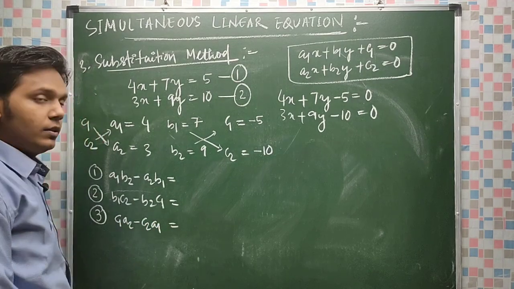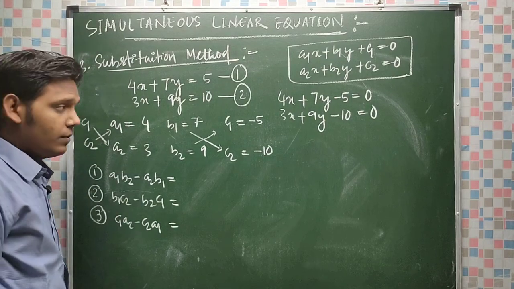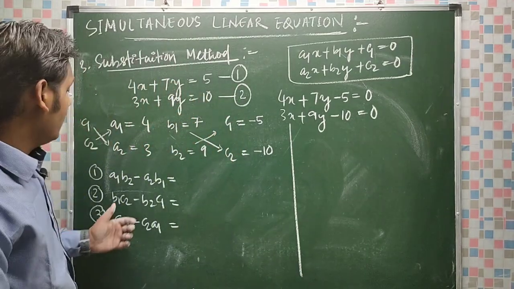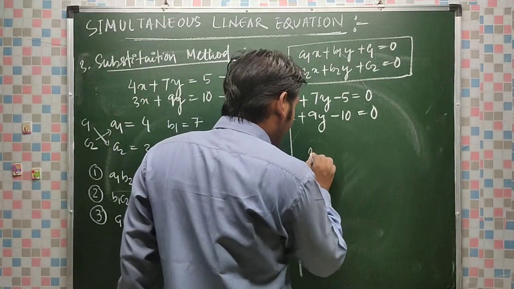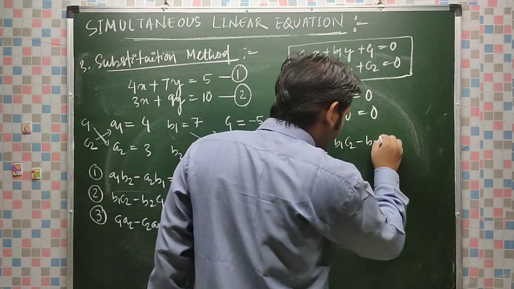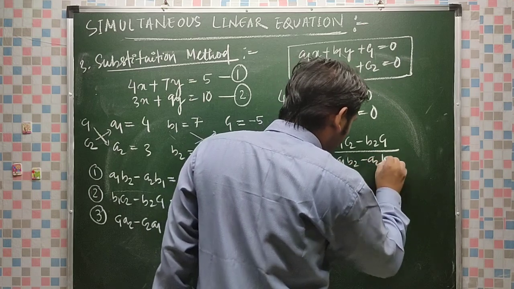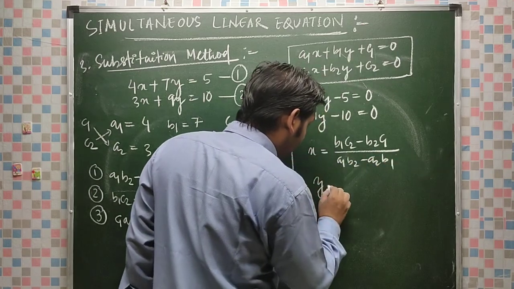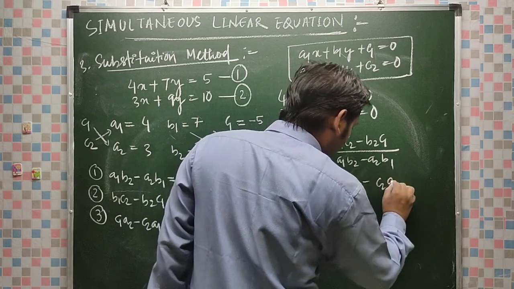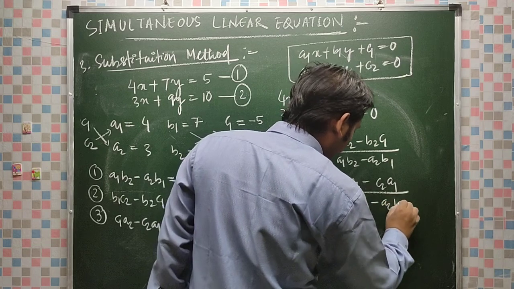You have to evaluate these values. Now you'll ask why I have to evaluate these values. If I explain, the video will be lengthy. So x is what? b1 c2 minus b2 c1 divided by a1 b2 minus a2 b1, and y is what? c1 a2 minus c2 a1 divided by a1 b2 minus a2 b1.